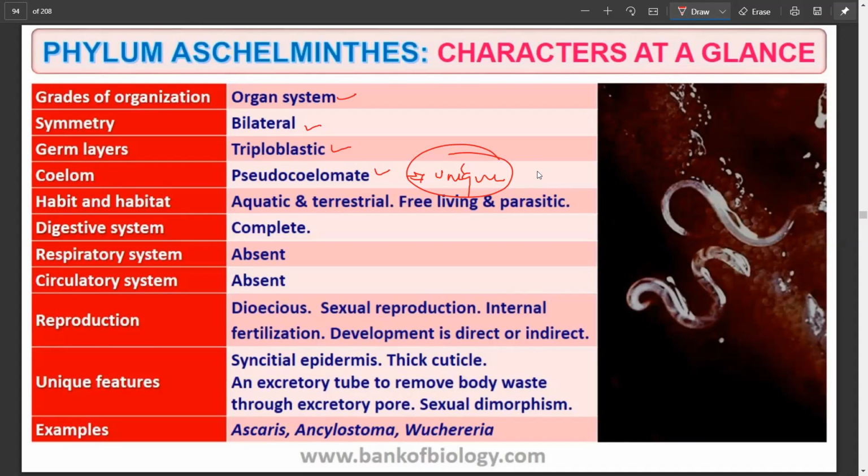Now, they are aquatic, terrestrial, and they're going to be free living or parasitic. Complete digestive system you see in this case, and respiratory and circulatory systems are absent. Reproduction, they are dioecious, with sexual dimorphism and internal fertilization, and direct or indirect development with or without a larval form. Unique features, the epidermis is going to be a multinucleate syncytium, thick cuticle, and there is an excretory pore to remove the waste material. And examples, you can remember Ascaris, then Ancylostoma and Wuchereria.